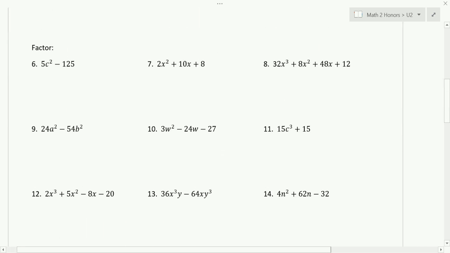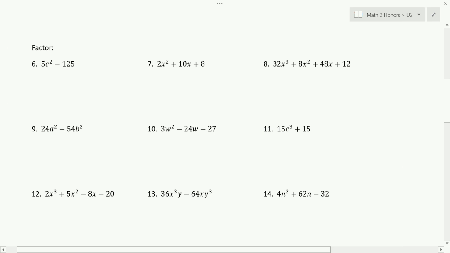And you're going to be using different, this is all mixed now. You don't know what kind of factoring it is, and so it could be the GCF, it could be the factoring by grouping, it could be factoring trinomials, it could be difference of 2 squares, it could be sum or difference of 2 cubes, right? So those are all the different kinds of factoring that we've done. So it's all mixed together now. So let's start with number 6.